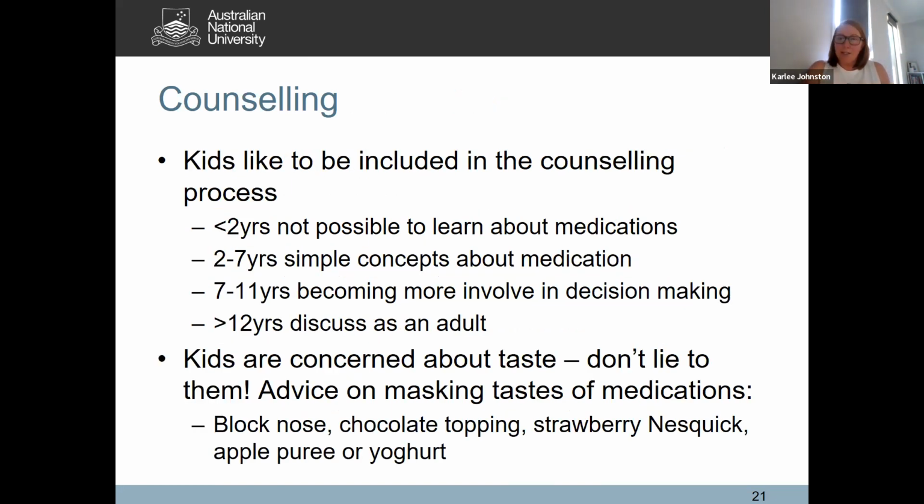For kids, it's important to include them in your counselling. Children younger than 2 can't learn about medicines. I mean, they're too little. But between 2 and 7, you can talk really simply about medications. Once they've reached 7, you can really start involving them in what's going on, talking about dose forms that they might like, and making them more engaged in the process. Once they're 12, you can talk to them like they're an adult, and you should really involve the child in the discussions as much as you possibly can.